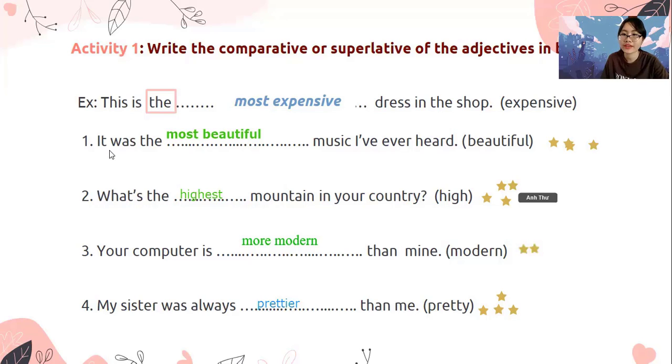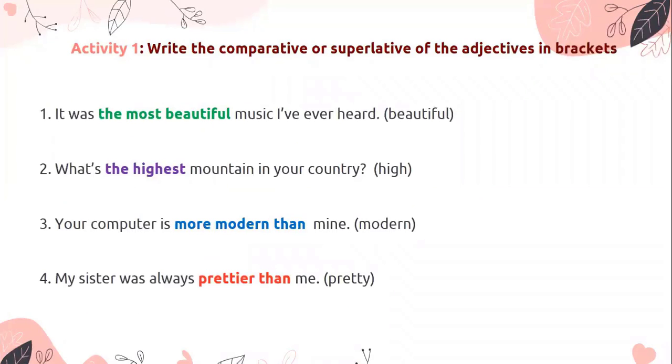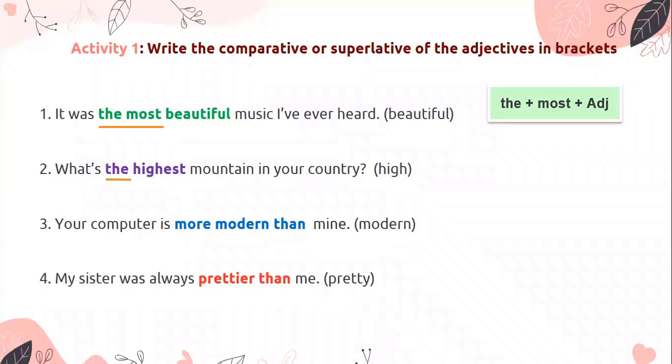Let me check your answers again. Oh, wow, that's all correct. But in case someone doesn't know the structure, you can look at the boxes as shown on the right side. So to form the superlative, if it is a long adjective that is 2 syllables or more, we add the most before it. If it is a short adjective that is 1 syllable, we add the to the beginning of it and est at the end.